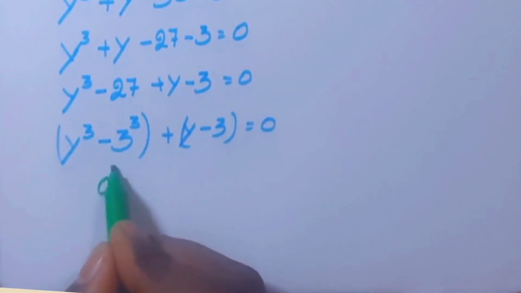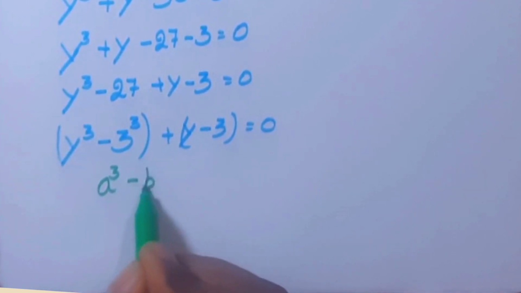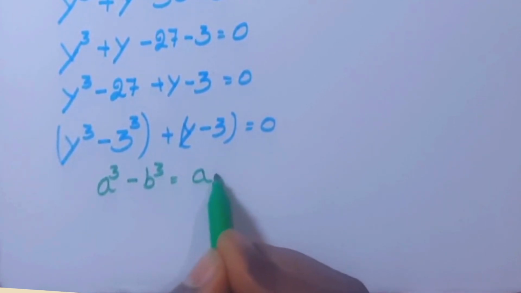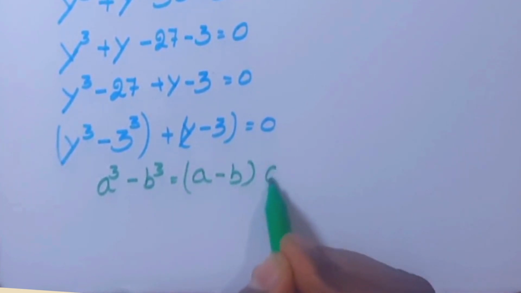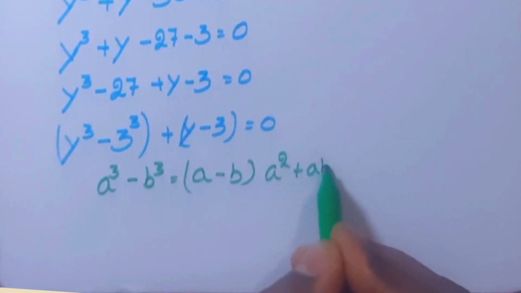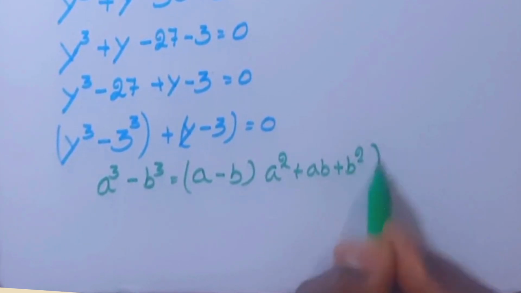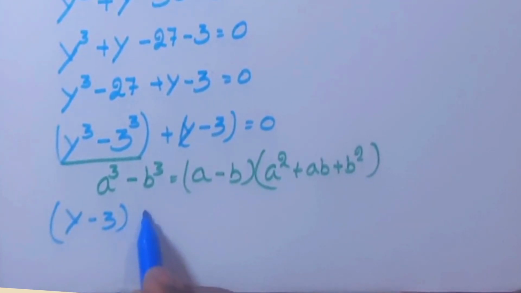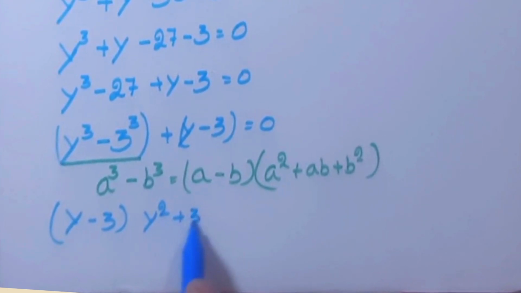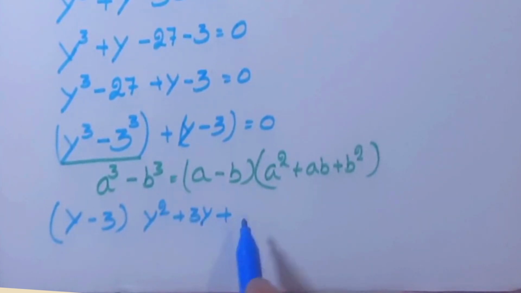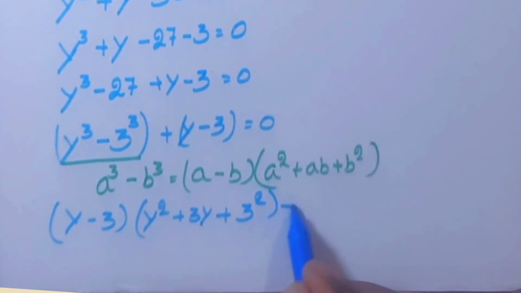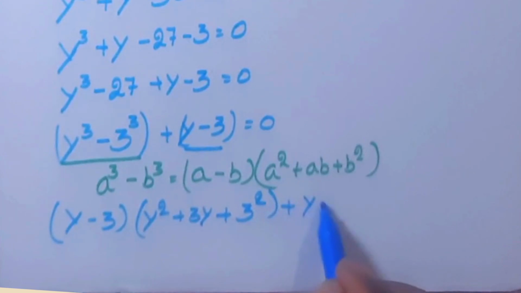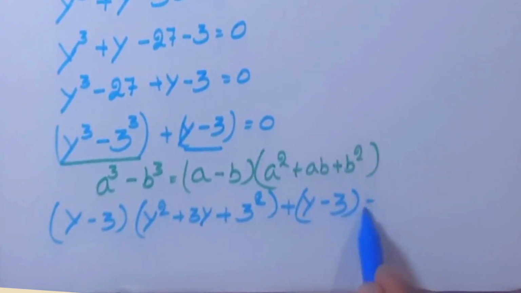a^3 - b^3 = (a - b)(a^2 + ab + b^2). This formula we are going to implement here. (y - 3)(y^2 + 3y + 3^2) plus we are retaining this y - 3 equal to 0.